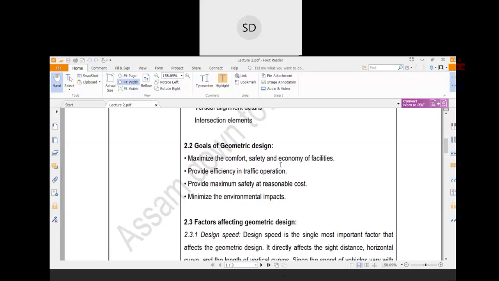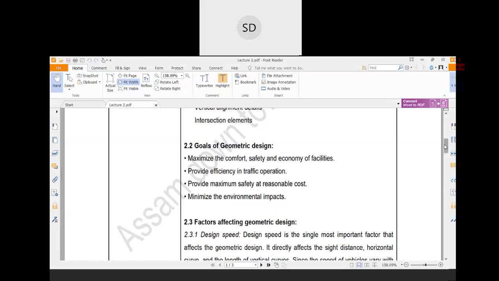Provide maximum safety at reasonable cost. You have to provide adequate visibility on the road so that major safety hazards can be avoided. Then minimize the environmental impacts. So you have to design your road in such a way that it has less impact on the environment.